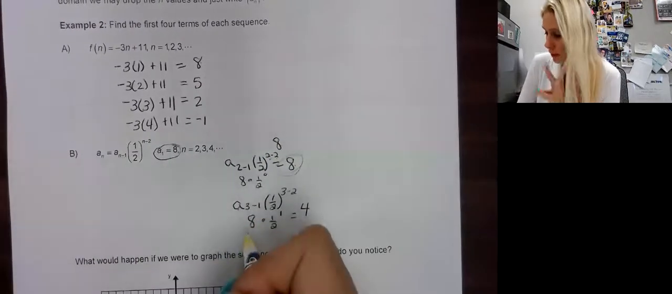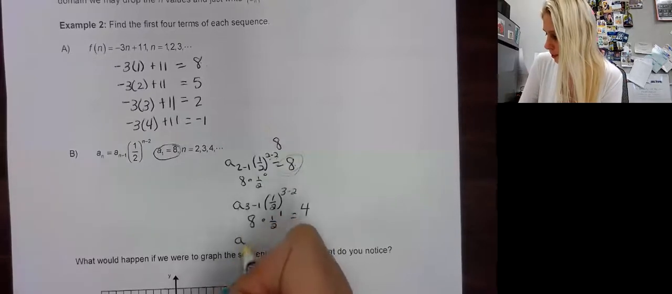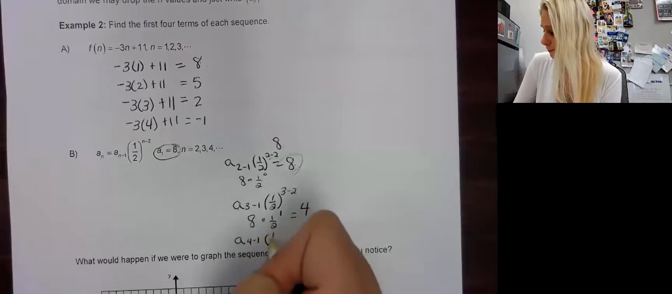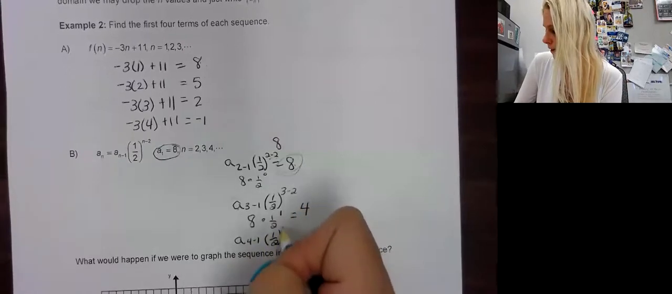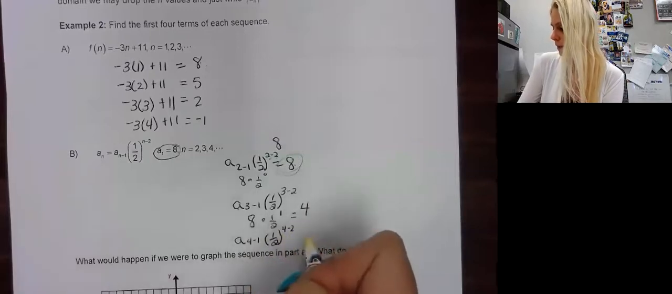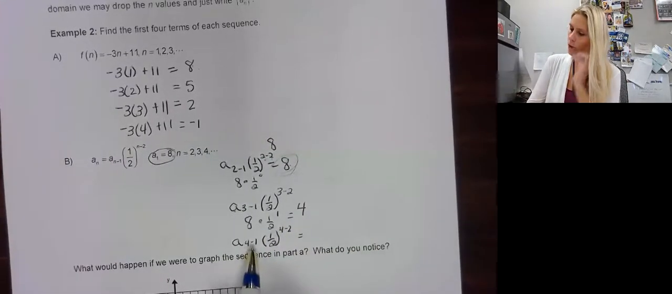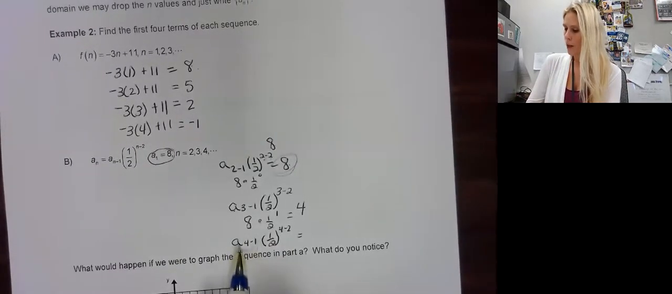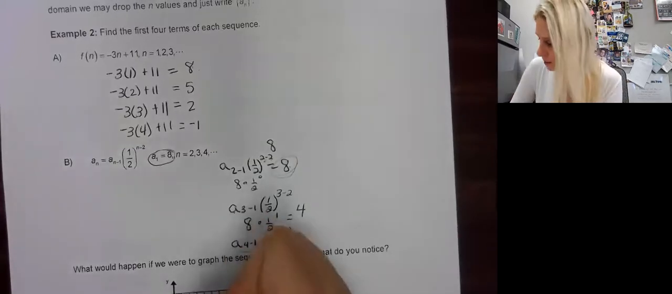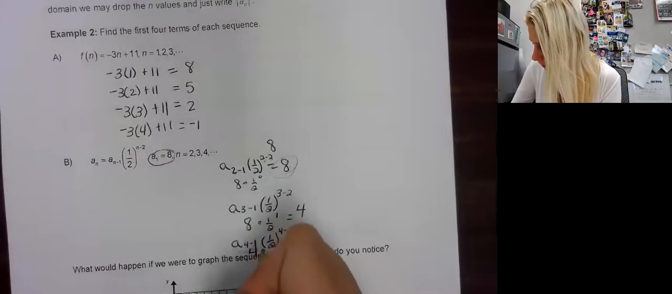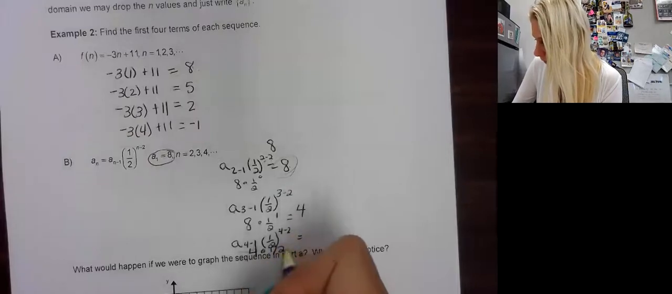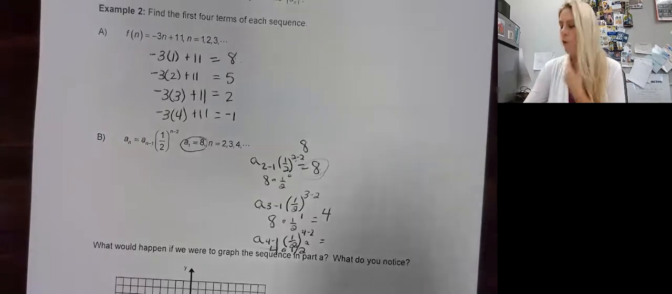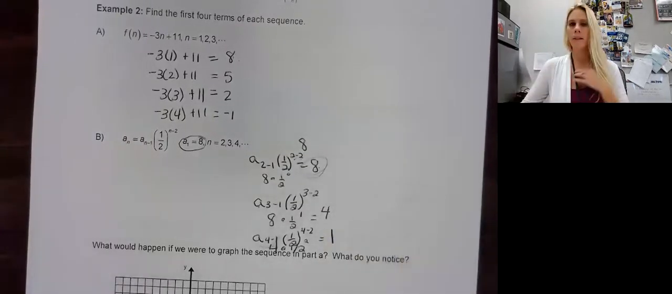Let's do the last one because we want 4 terms, right? So a with 4 minus 1, or subscript, I should say, times 1/2 to the 4 minus 2. All right, so 4 minus 1 is 3. So we're looking at the value of term 3. So that would be 4 times, and this is going to be 1/2 squared. 1/2 squared is 1/4. 1/4 times 4 is 1.